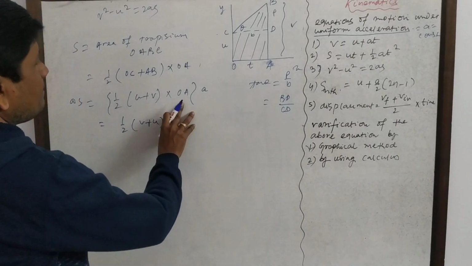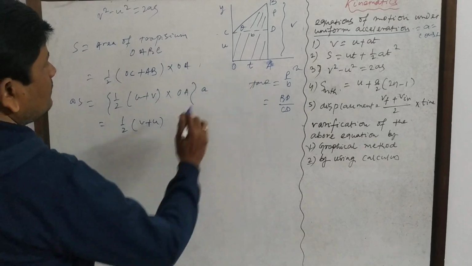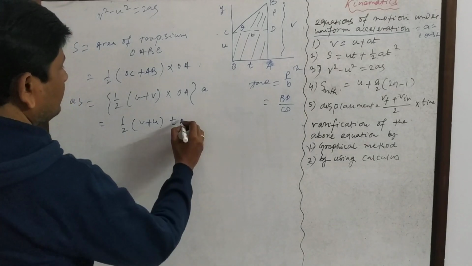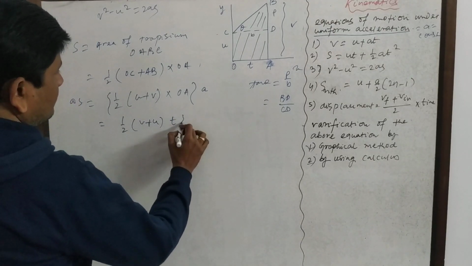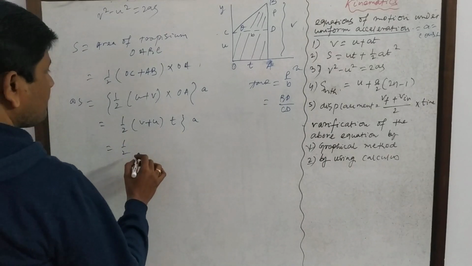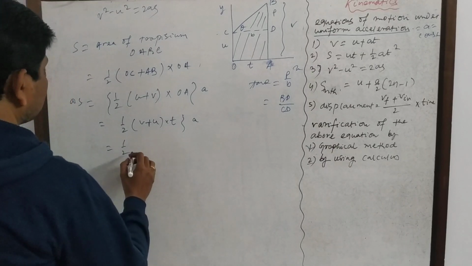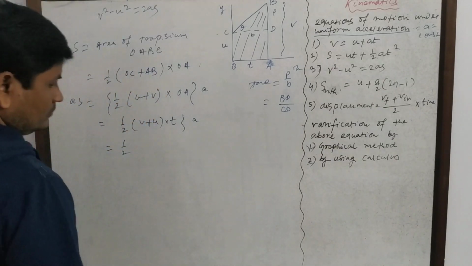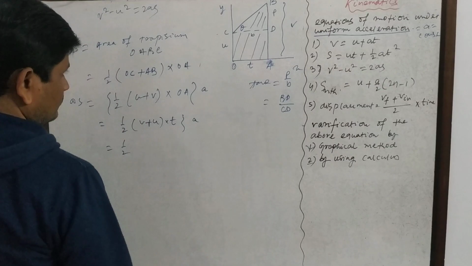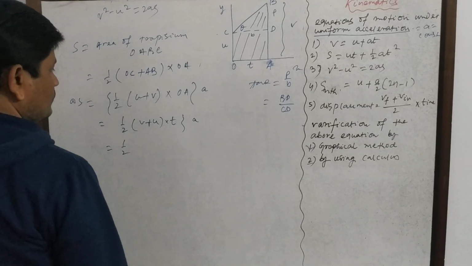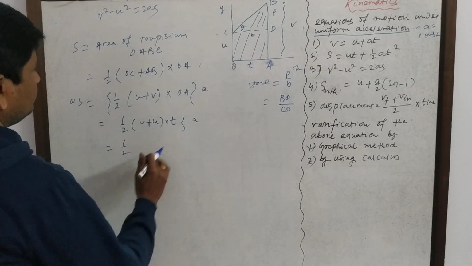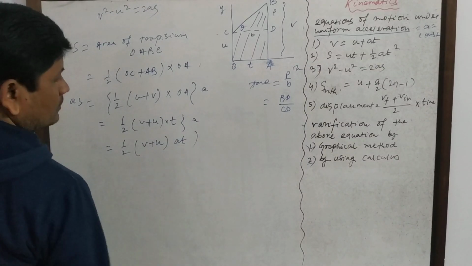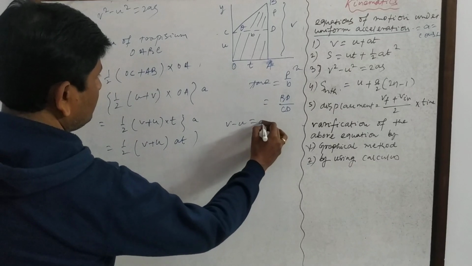Okay, OA is equal to T. Acceleration is A. This is into A, which is equal to half, and this will be half V plus U into AT. Okay, we know that V minus U is equal to AT.